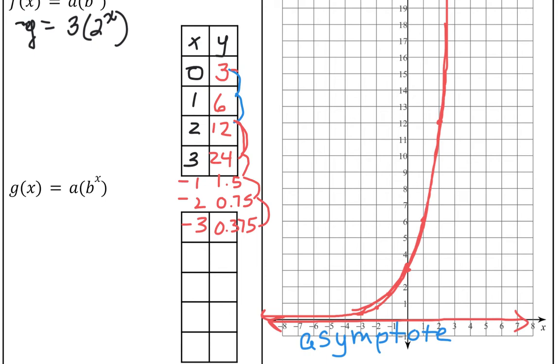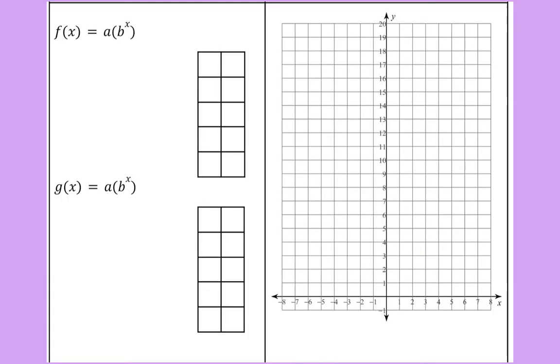Couple things to notice. First of all, the y-intercept of this function was 3, right? That y-intercept comes from this number. That number that's in front of the parentheses, that's not part of the base, that will always be your y-intercept. And it comes because when x is 0, this part will be 1. 1 times that value is our y-intercept.